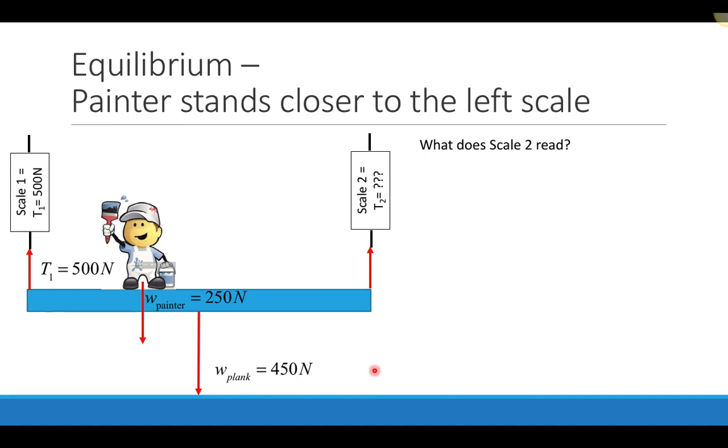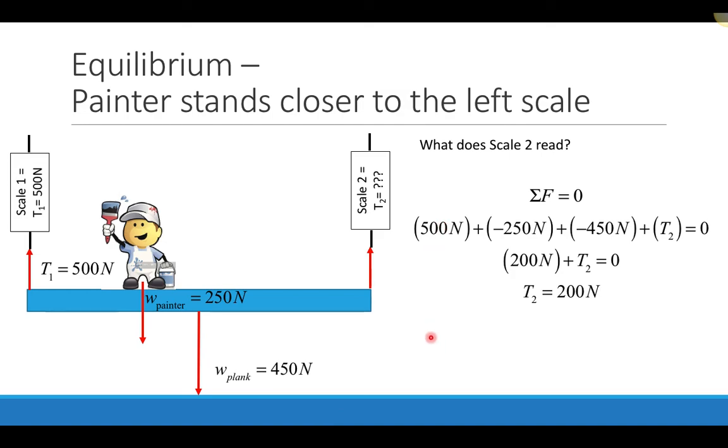Suppose that the painter, and we now know he weighs 250 newtons, moves over to one side, so he's not in the center. What's going to happen is that the tension on the left-hand side is actually going to read a greater value. It's kind of like the person that was hanging from the rings, and depending on if they're holding on to one ring and releasing from the other ring, it's going to be a greater force. So the sum of the forces still has to be 0.